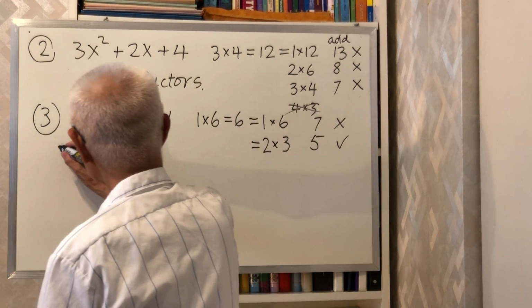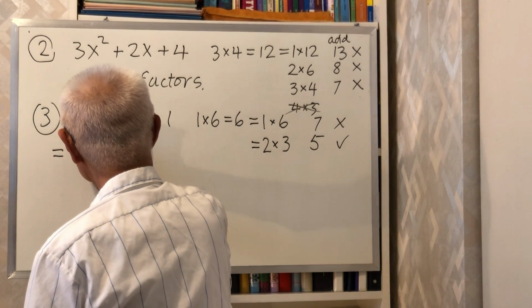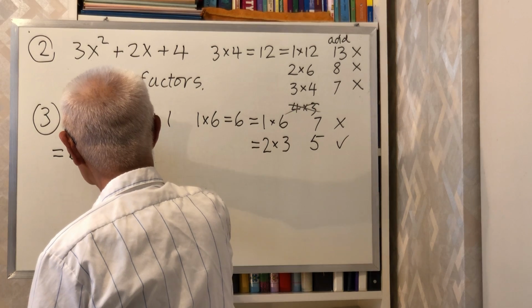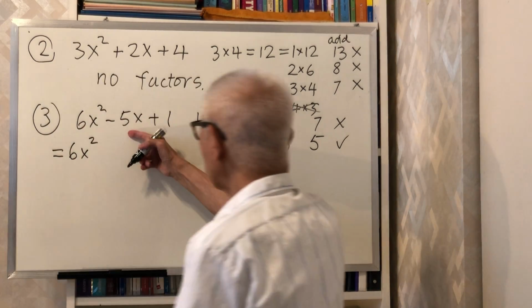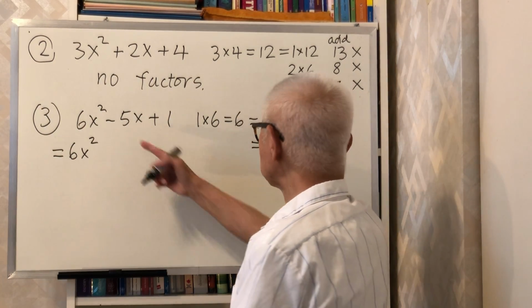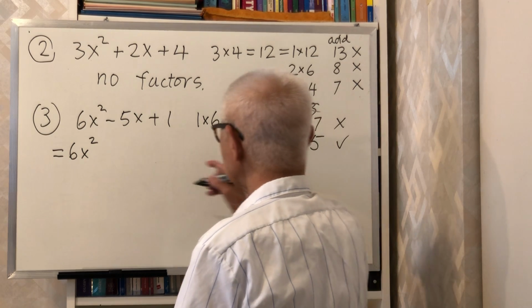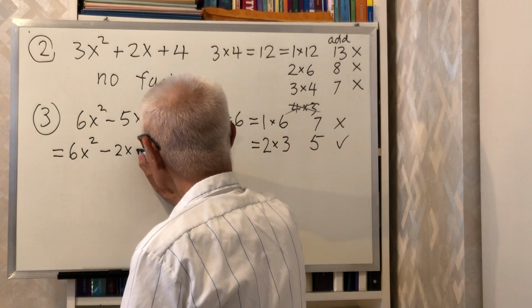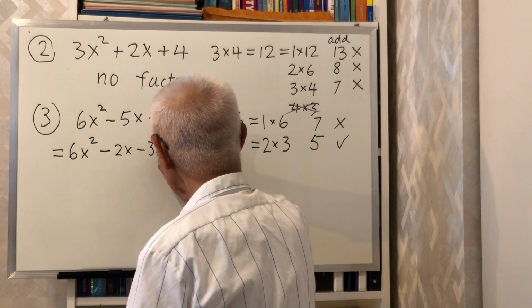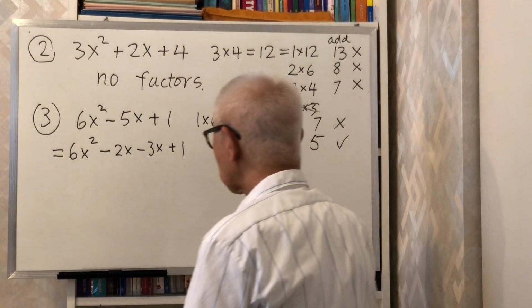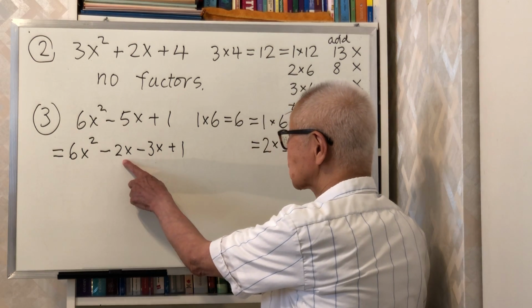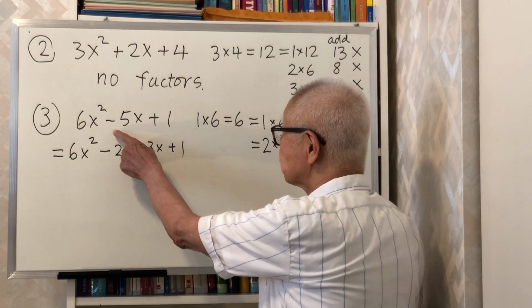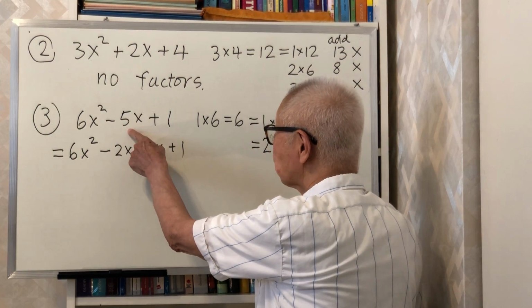So I break this middle term into 2 terms with 2 and 3. So this time I need minus 2x and minus 3x plus 1. Because minus 2x minus 3x gives me minus 5x.